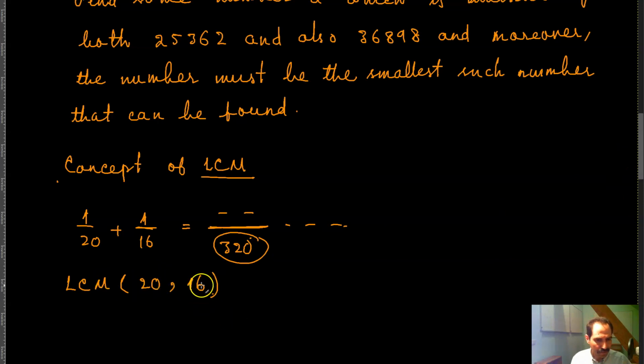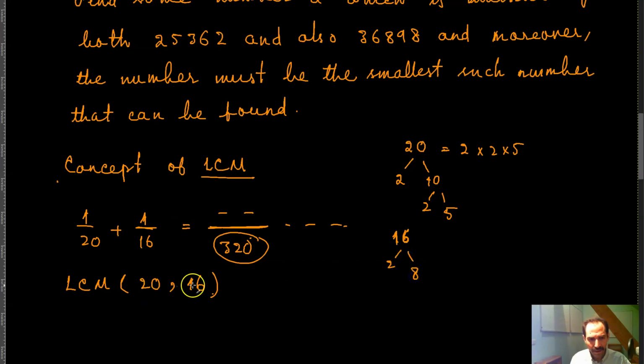To calculate the LCM of 20 and 16, you need to prime factorize 20. For example, 20 is 2 times 10, and that is 2 times 5, which means that 20 is the same thing as 2 times 2 times 5. And 16 is 2 times 8, and 2 times 4, and 2 times 2, which is 4 factors of 2 multiplied together. So that's 2 times 2 times 2 times 2.